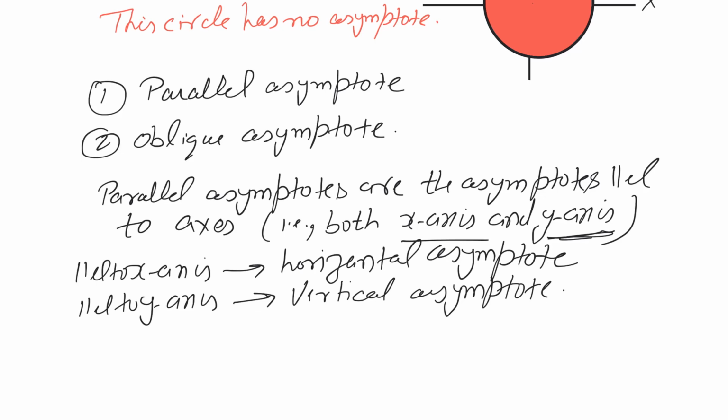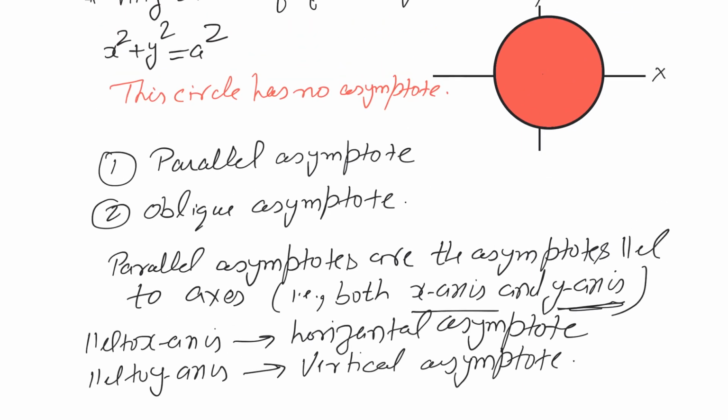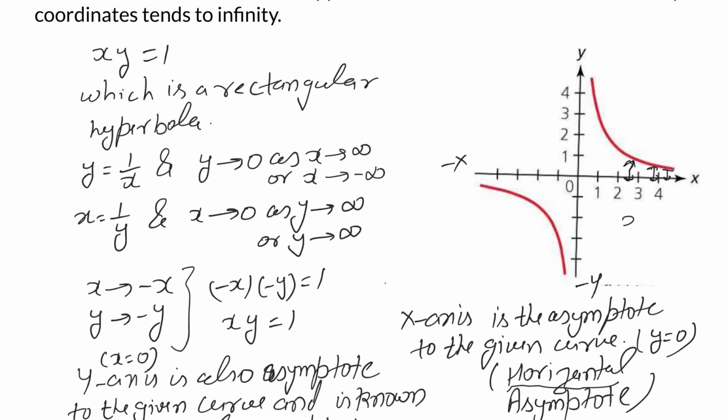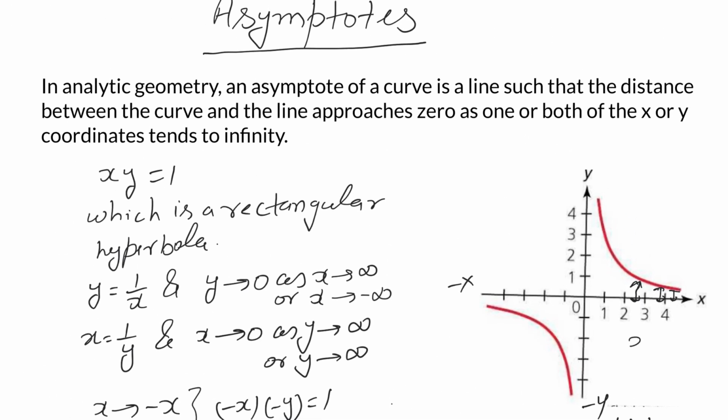In the earlier example studied, we have discussed the asymptotes of the curve xy is equal to 1, and it was having two asymptotes, x-axis and y-axis. The asymptote which is x-axis is known as horizontal asymptote, and the asymptote which was y-axis is known as vertical asymptote. So the first example taken gives us the idea of parallel asymptote. So here x-axis was the horizontal asymptote and y-axis is the vertical asymptote. So these two were the parallel asymptotes.